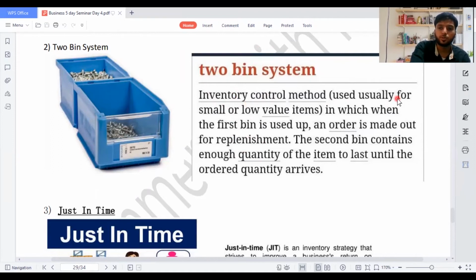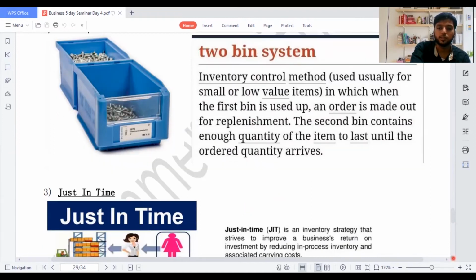It is an inventory control method used usually for small or low value items, in which when the first bin is used up, an order is made for replenishment. Replenishment means when this is finishing, they will order to fill this. Meanwhile, they'll be using this. The second bin contains the quantity of the item to last until the ordered quantity arrives. So until the ordered quantity arrives, they will be using the second bin. That's how it works in this company.